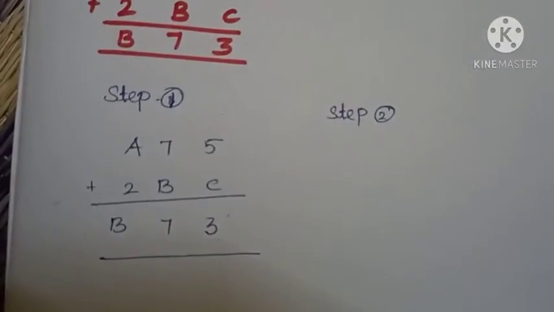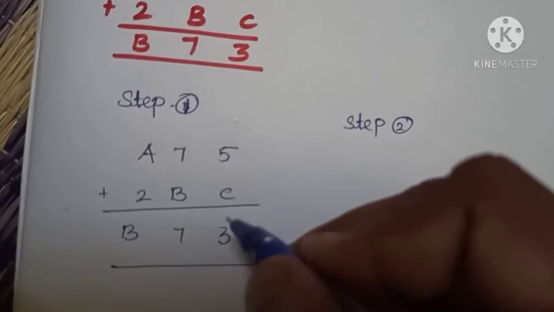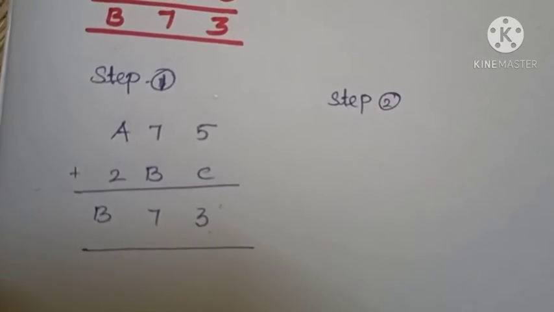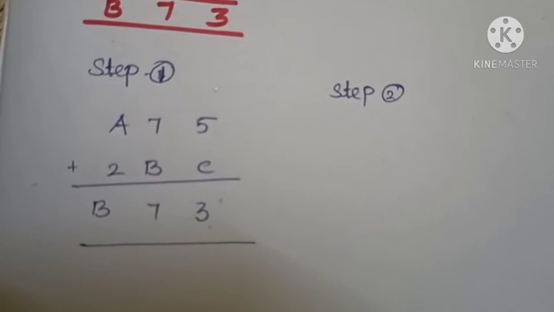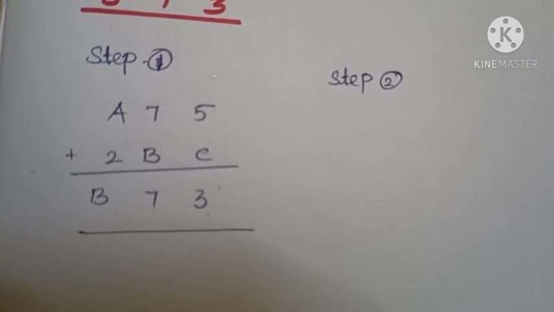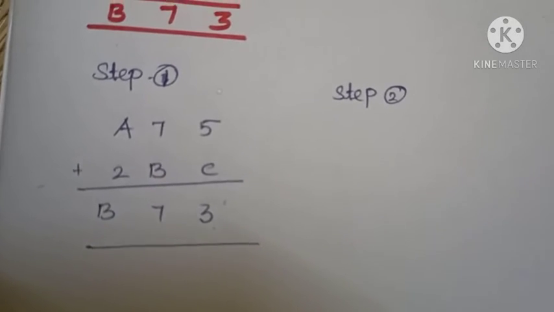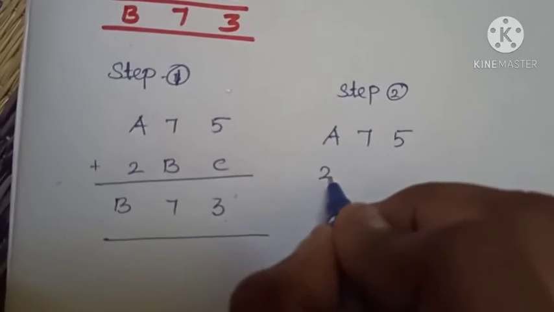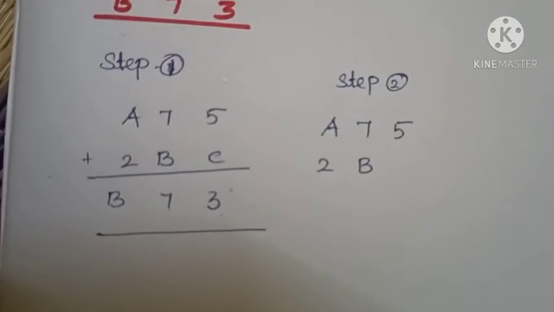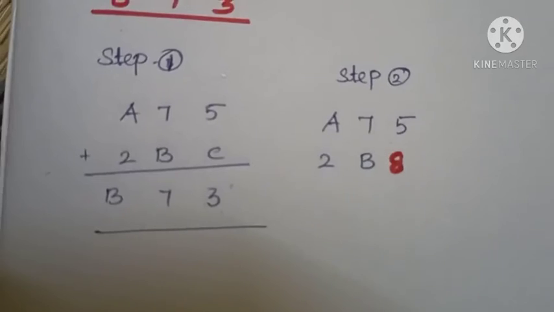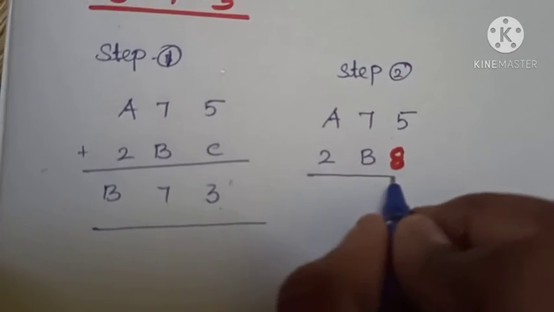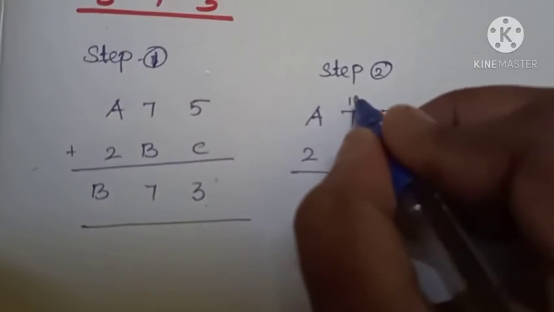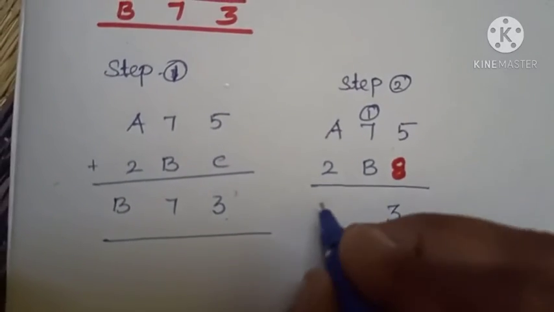Step 2. So 5 plus C is equal to 3. So 1, 2, 3, 4, you check it. 5 plus 5 equal to 10, 5 plus 6 equal to 11, 5 plus 7 equal to 12, 5 plus 8. So instead of C, you take 8. If you take 8, what do you get? You get 8 plus 5, 13. So 3 you got it, and carry over 1, and you close the second step.